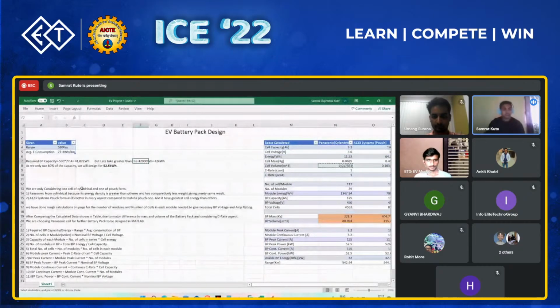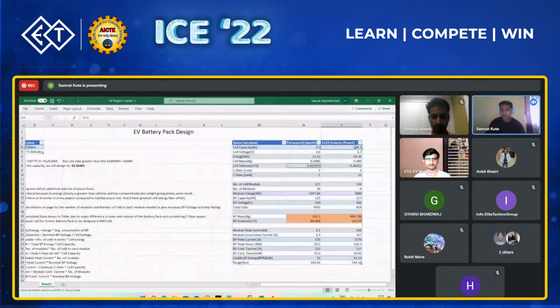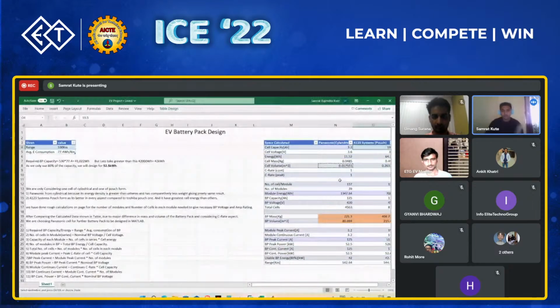From some rough calculation, I directly considered only two cells: one is the Panasonic cylindrical cell, and the other is the A123 Systems pouch cell. I was on the A123 pouch cell because it has the greater cell capacity of 19.5, and I found the cylindrical cell to be the best among all those which were given by you. So I selected them, compared the data, and calculated all the required data using this formula. Then we selected the Panasonic cylindrical cell.